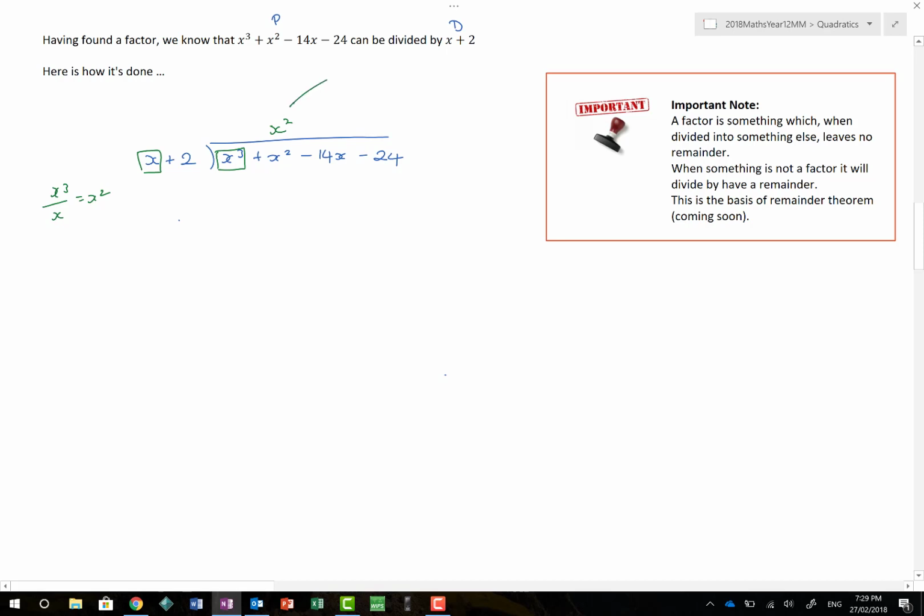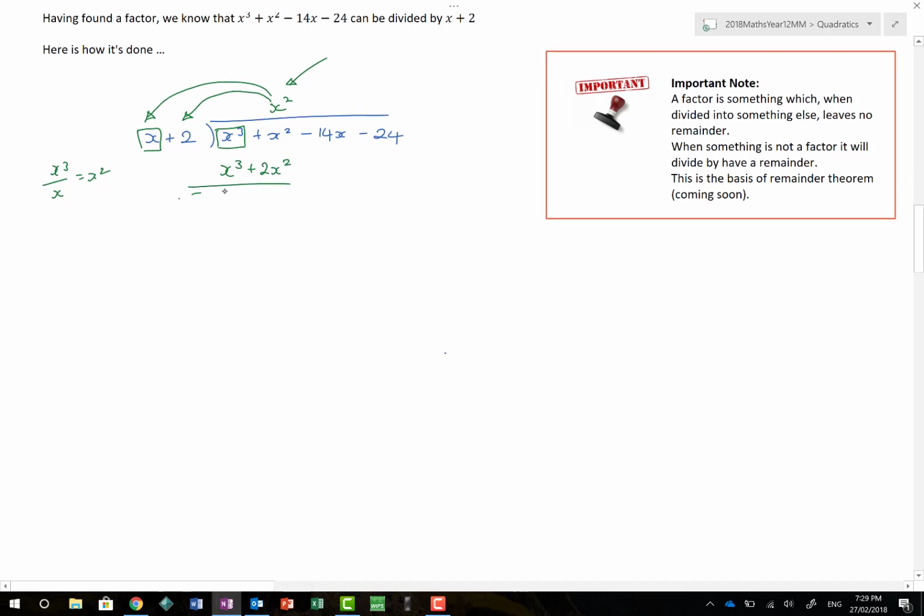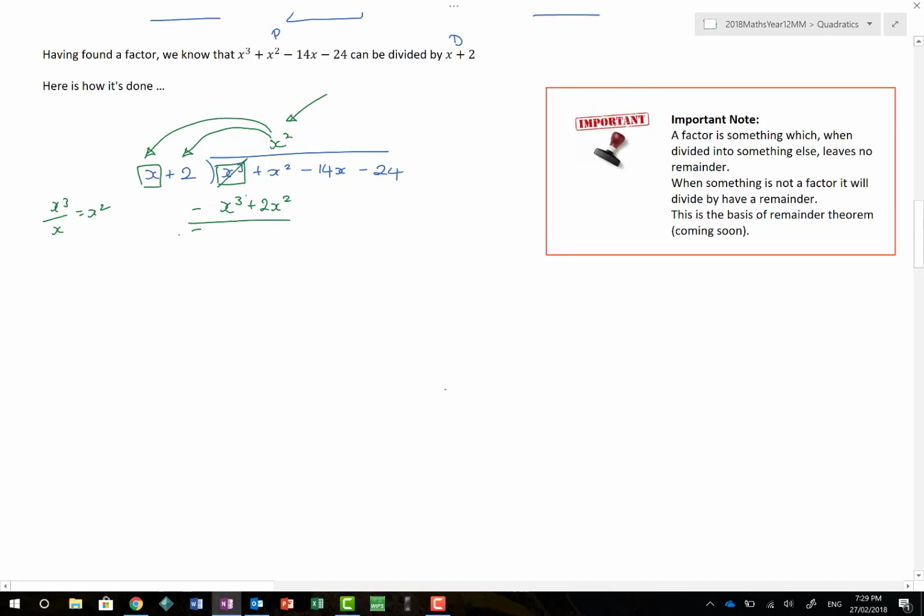Now, as soon as I've written something on top, I stop, and I'm now going to take this and multiply it by both of these terms here. Why? Well, it's the way you do it basically, but x squared times x gives me x cubed, and x squared times plus 2 gives me 2x squared. And I'm going to subtract them. Why? Well, I'm going to get rid of this term, and then x squared minus 2x squared gives me minus x squared. I always have to have two terms to be able to divide into, and so this term here gets brought down, and I start again.